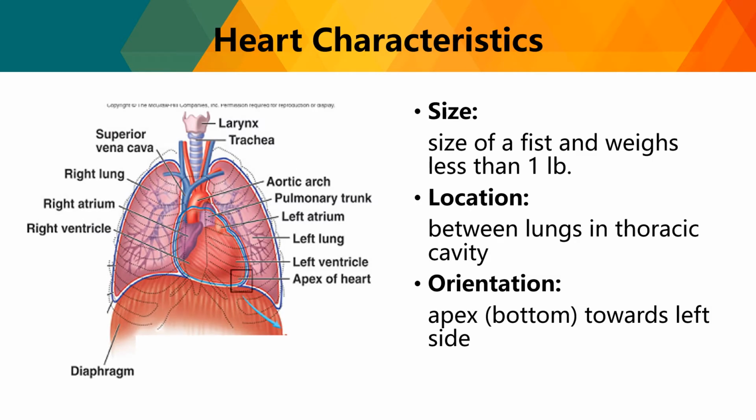For the heart characteristics, of course, the size of it is as the size of your fist when you close it, and it weighs less than 1 pound. The location is found between the lungs in the thoracic cavity, and its orientation, the bottom part or the apex of the heart, is towards the left side of your body.